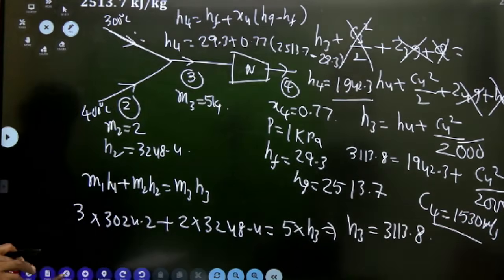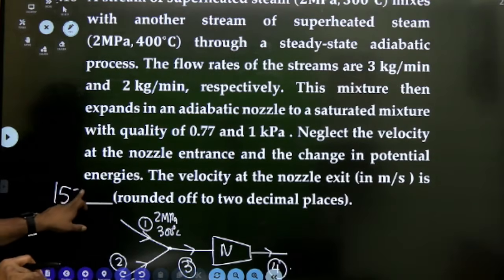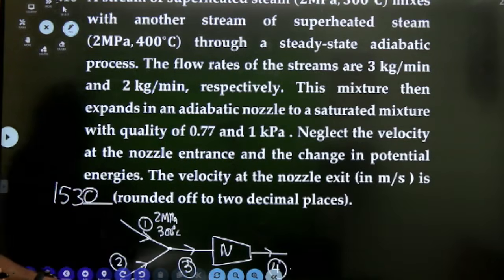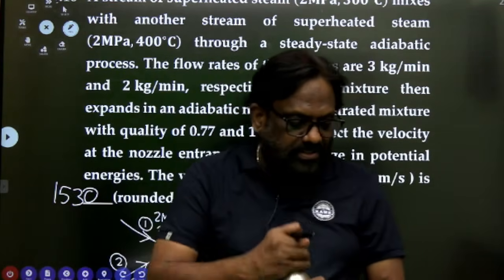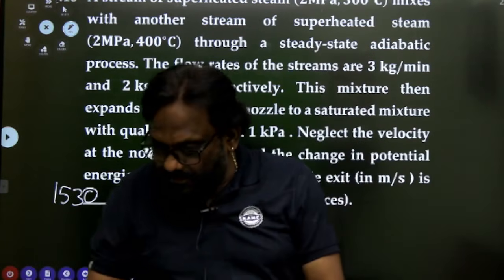A good question. So the answer is 1530. Please cross-check once with the GATE key. You just check with the GATE key. Okay, let's go.